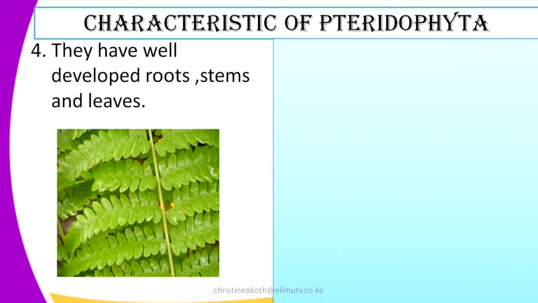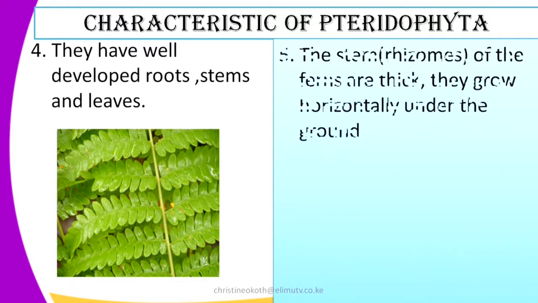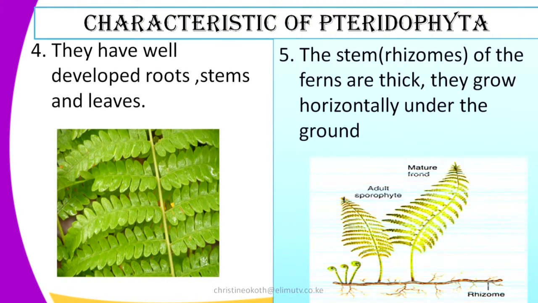If you look at the illustration, the stems are well developed. The leaves are also well developed. Then the stems, or what we can call the rhizomes of the ferns, are very thick. They grow horizontally under the ground. The illustration is showing the rhizome. That is a type of stem, so do not confuse it with a root. It is a type of stem that grows horizontally.